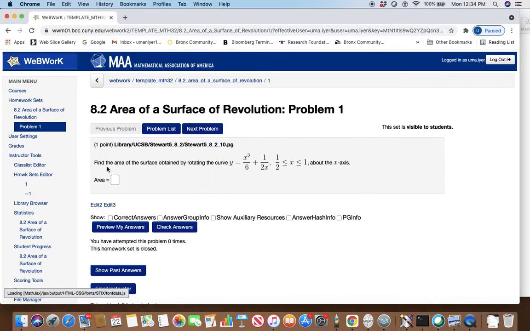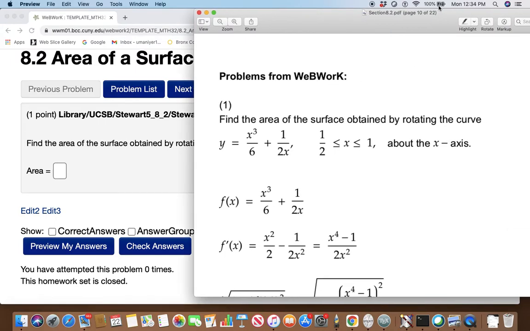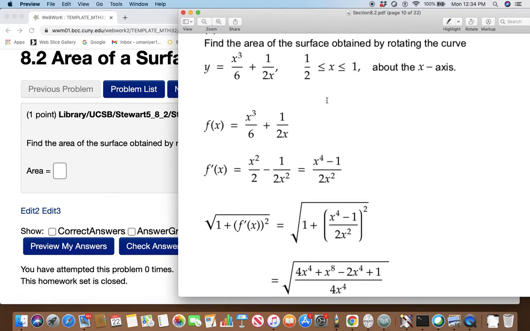Problem 1. Find the area of the surface obtained by rotating the curve y equals x cubed by 6 plus 1 by 2x, where x is between half and 1. You want to take this curve and rotate it about the x-axis. So the picture is as follows, right? f(x) is x cubed by 6 plus 1 over 2x.